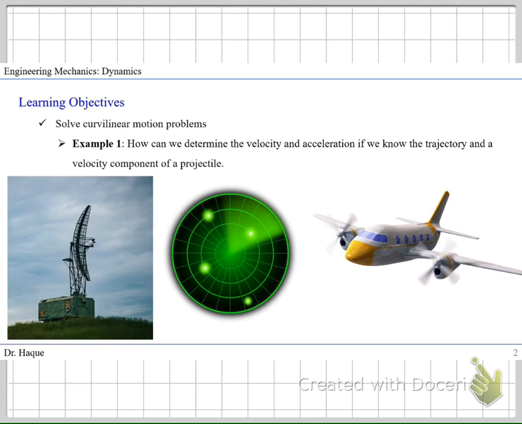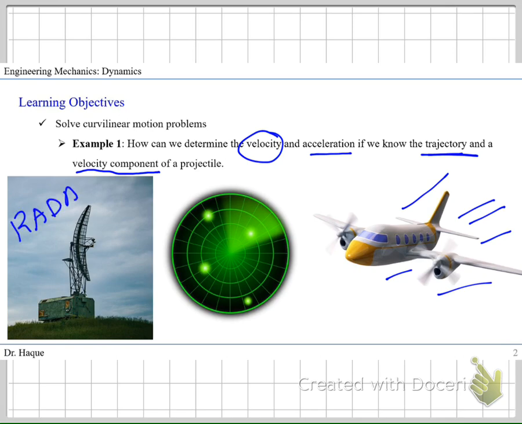So the learning objective of today's problem is how can we determine the velocity and acceleration if we know the trajectory, that means the path of a projectile or plane, and given a velocity component of that projectile. So seeing these images, we can tell that the problems may involve a plane and a radar and a radar scan. So let's see the problem.